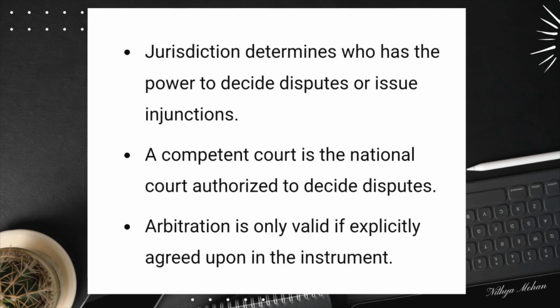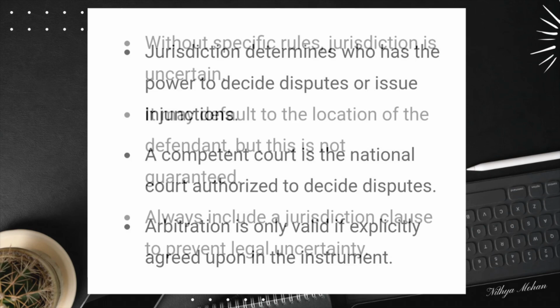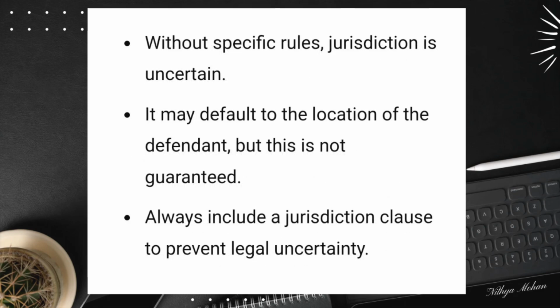For demand guarantees that do not incorporate specific rules like URDG 758, determining jurisdiction becomes even more uncertain. In many cases, the jurisdiction may default to the location of the defendant, but this is not guaranteed. If a dispute arises, seeking legal counsel is often necessary. To avoid uncertainty, it is advisable to include a jurisdiction clause explicitly in the demand guarantee.